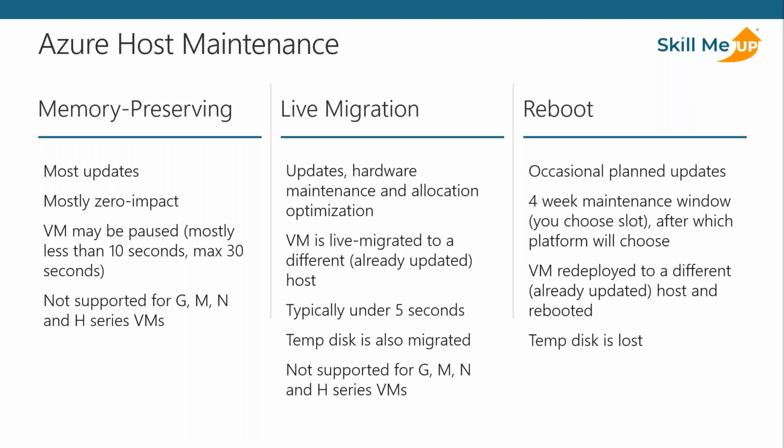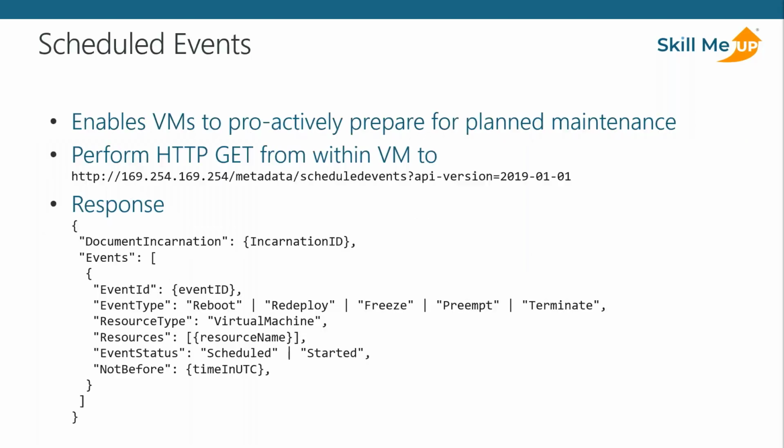But if you go to my next slide, there are what's called scheduled events. This is an API that is available within the VM. From within the VM, you do an HTTP GET request to that magic URL. That's a special kind of non-routable IP address that the platform reserves. So you call that API within the VM, and you get back data that looks a bit like the response that you see there.